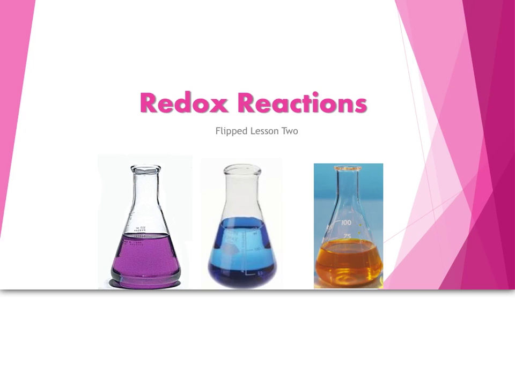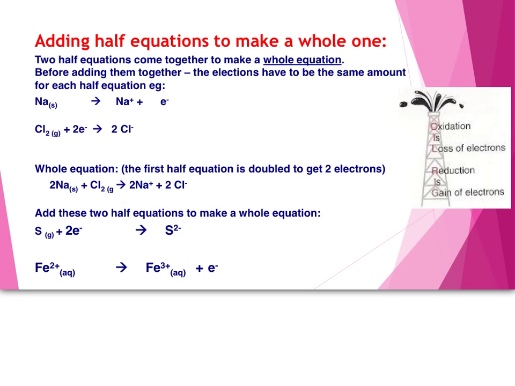Hi, welcome to the flip lesson number 2 for redox reactions, and in this lesson we're going to learn how to add two half equations together and also how to identify something's an oxidant or a reductant, which is a little bit different to being oxidized or reduced. So firstly, adding half equations to make a whole one.